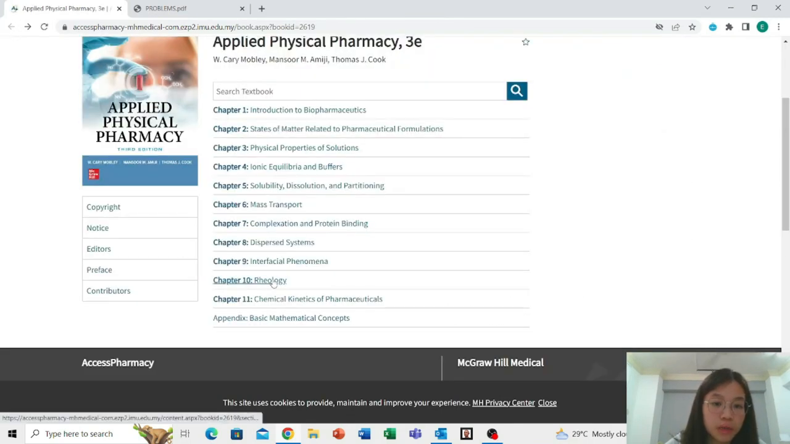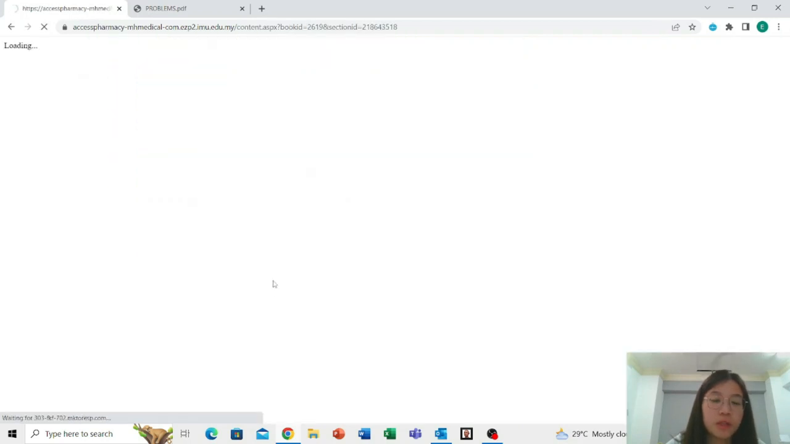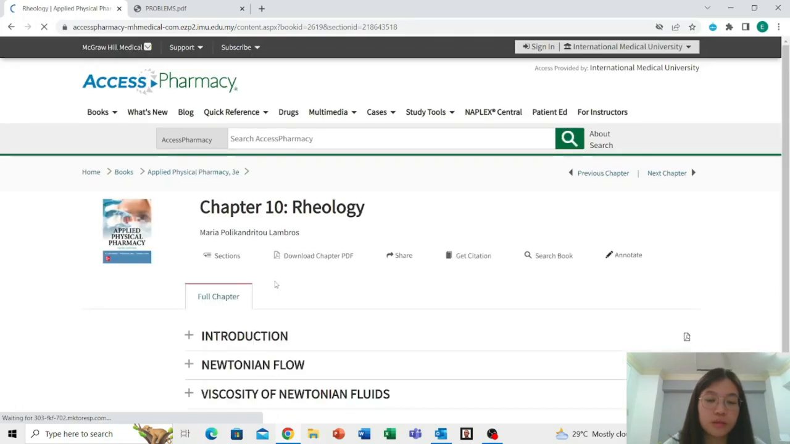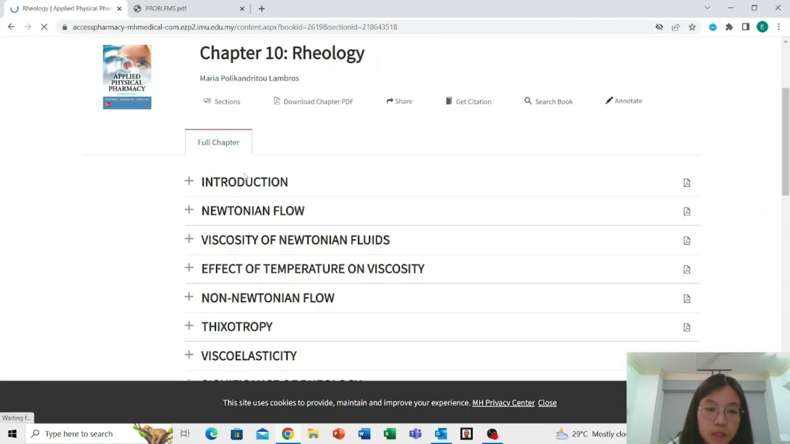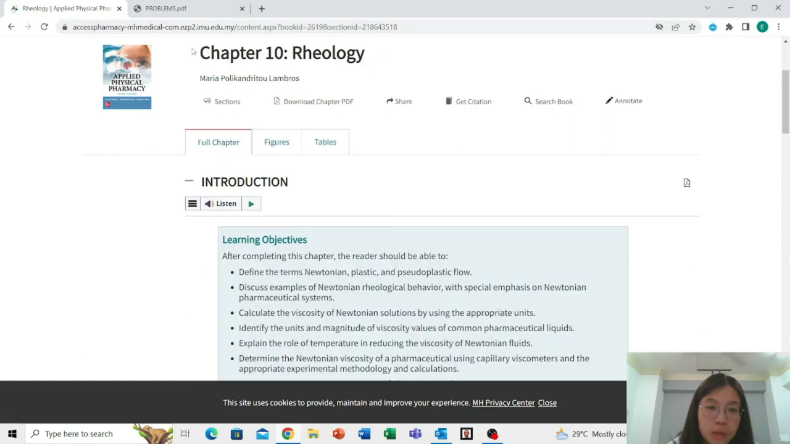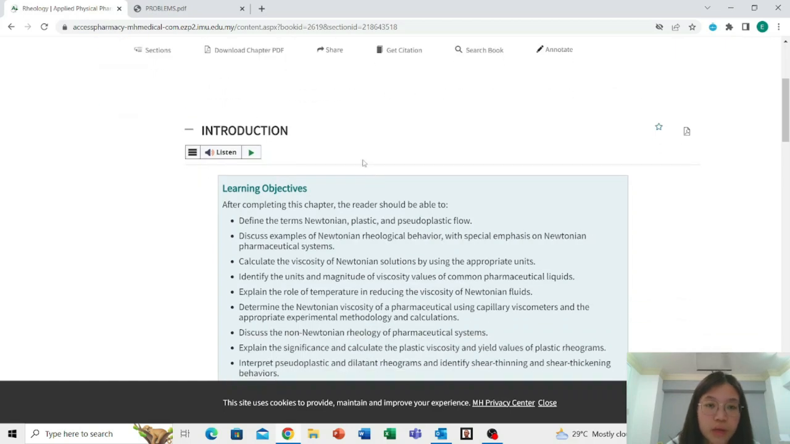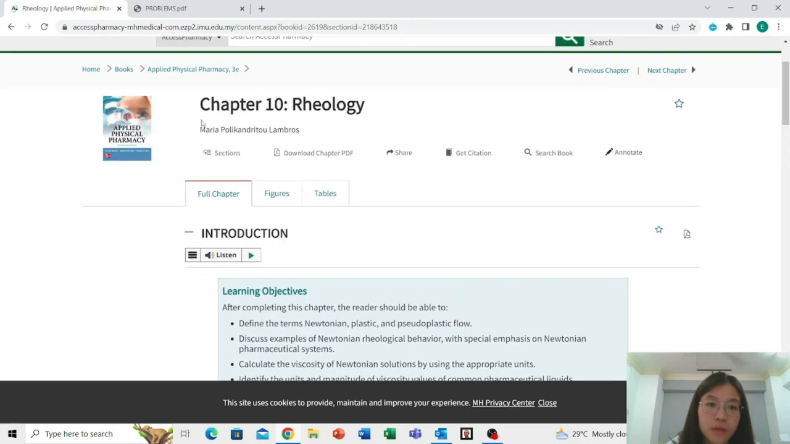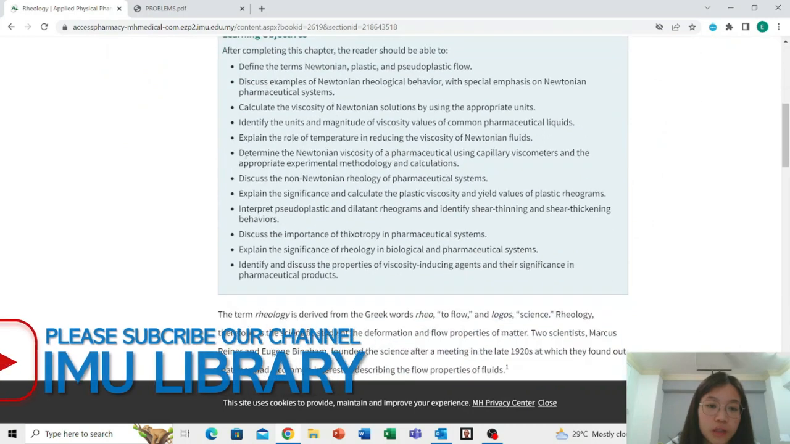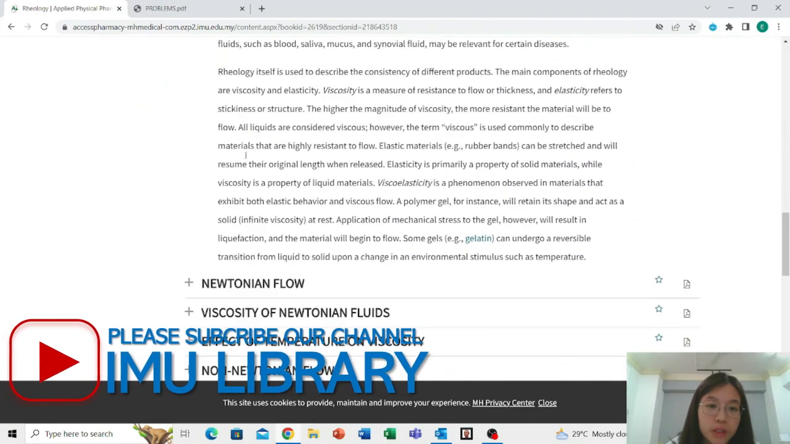Not only this chapter, but for chapter 10 rheology, I remember that we did our experiment practical session on rheology in semester 2. So I think this ebook chapter should be suitable for students in semester 2 when they are having practical sessions, and they can also read on it before attempting the practical questions.